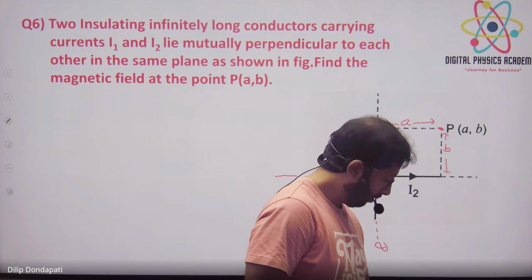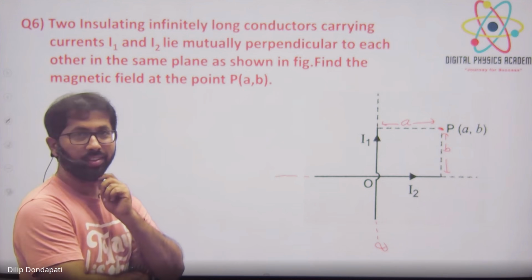So, tell. So mod of mu naught by 2 pi into I1 by A minus I2 by B. Oh, correct. Very good.